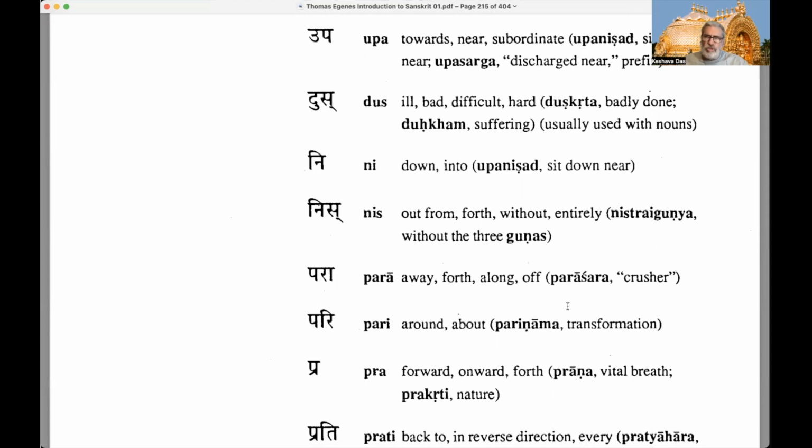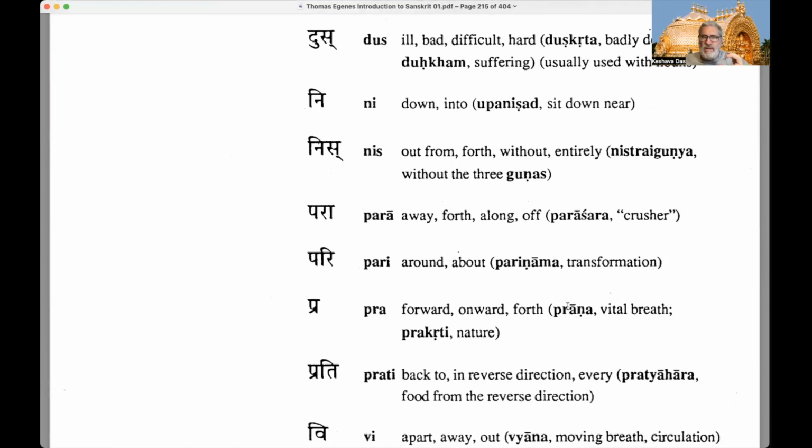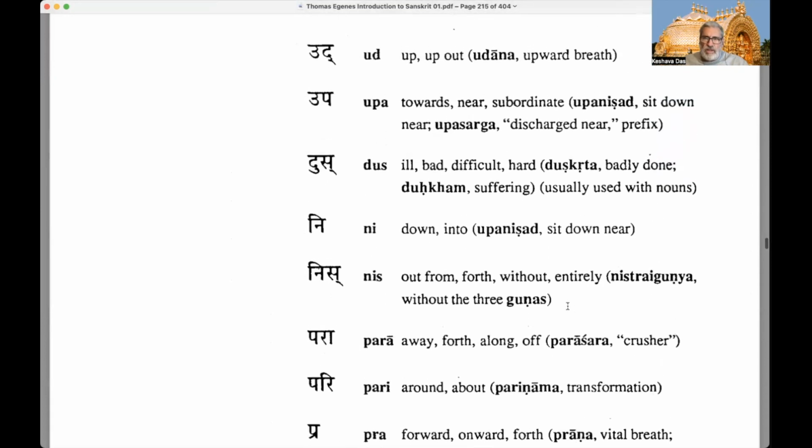Usually this dush is an upasarga, and he says this one is usually not used with verbs, but it's used with nouns. Okay, so then we have ni. Ni is also in Upanishad, right? So it means down or into. We can note here that Upanishad seems to have two upasargas. It has a prefix and another prefix. Upa is the first prefix, ni is the second prefix, and then shad comes from siddhati, to sit.